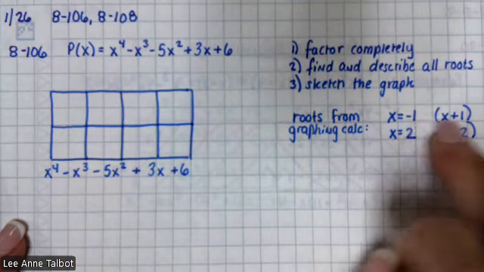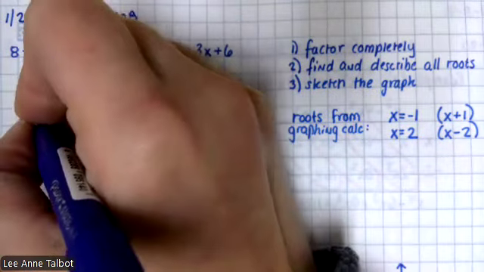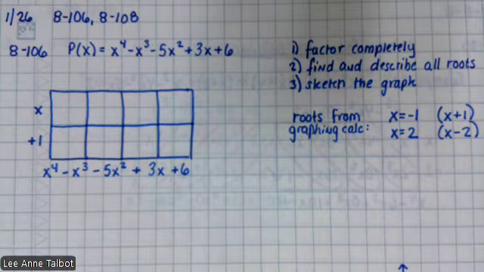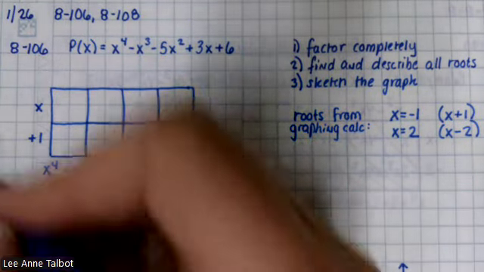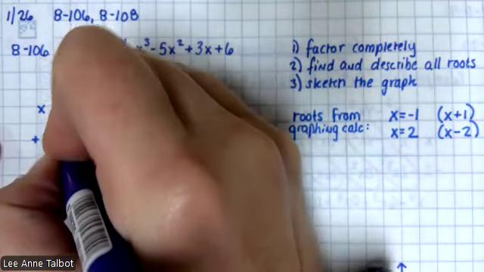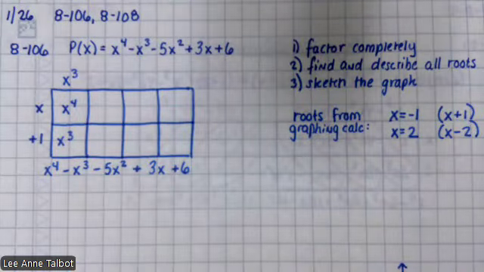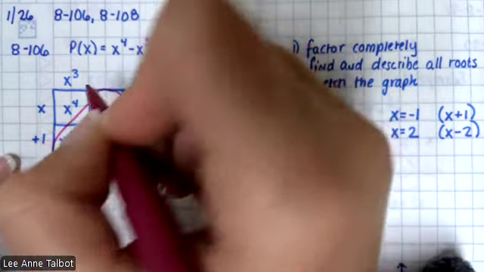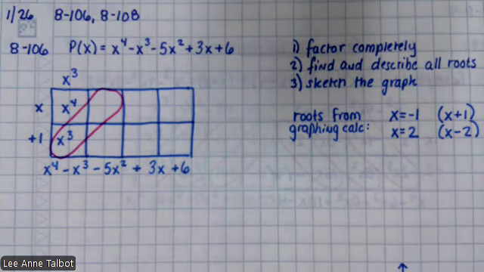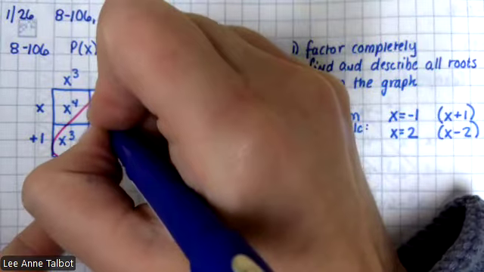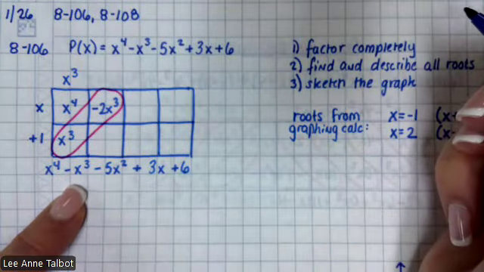And I'm just going to divide by the first one. It doesn't matter the order, it'll come out the same in the end either way, but I'm just going to divide by the first one first. X to the 4th, x cubed, x cubed. Okay, I have positive x cubed. I need negative x cubed. So this has to be -2x cubed.